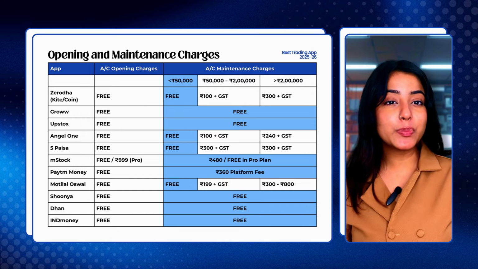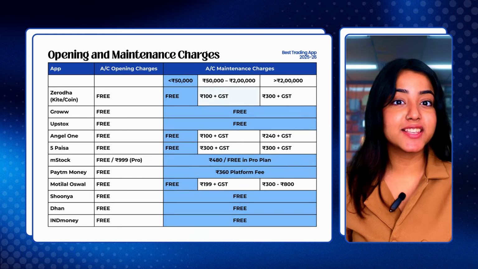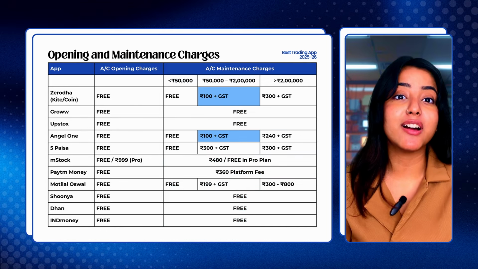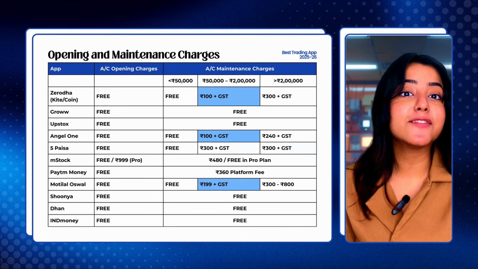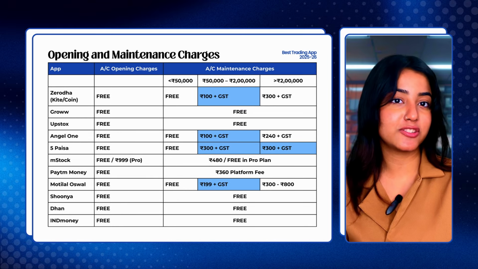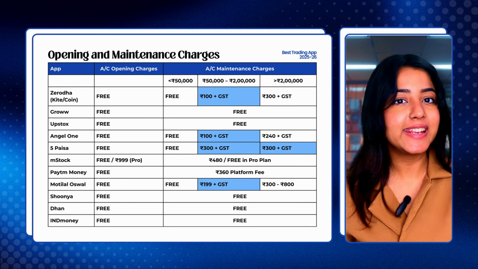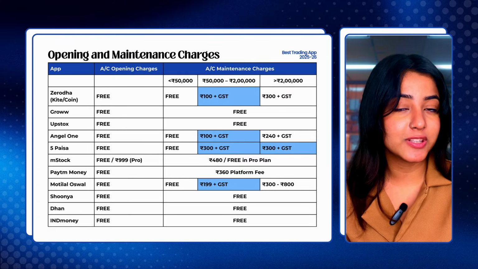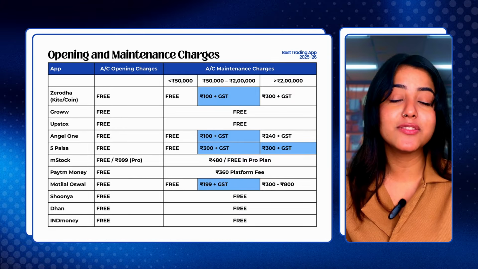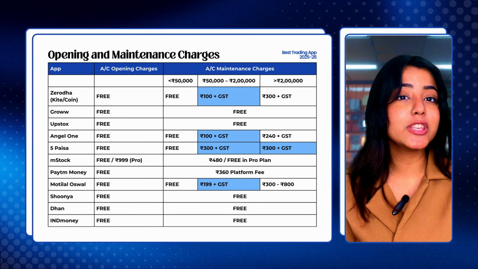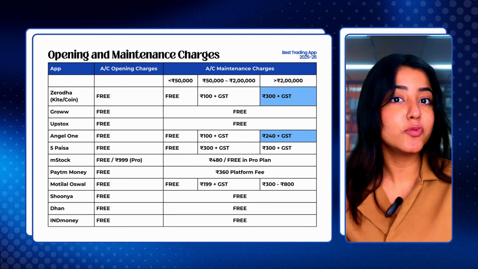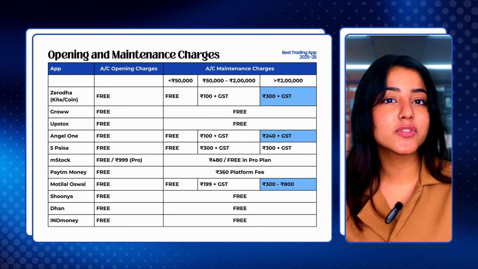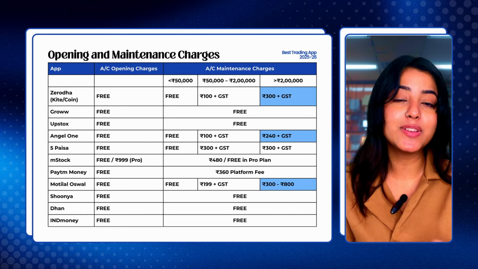For amounts between rupees 50,000 and rupees 2 lakhs, Zerodha and Angel One charge you rupees 100 plus GST. Motilal Oswal charges rupees 199 plus GST and 5 paisa charges rupees 300 plus GST. For 5 paisa, the maintenance charge is fixed at rupees 300 plus GST for any amount greater than rupees 50,000. For amounts above rupees 2 lakhs, Zerodha charges rupees 300 plus GST. Angel One charges rupees 240 plus GST, and Motilal Oswal charges between rupees 300 and rupees 800.